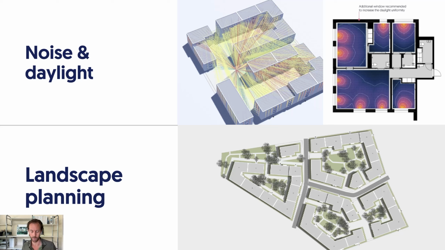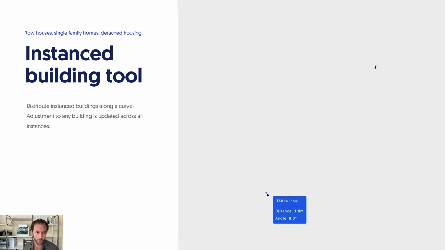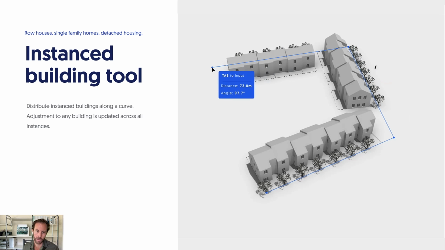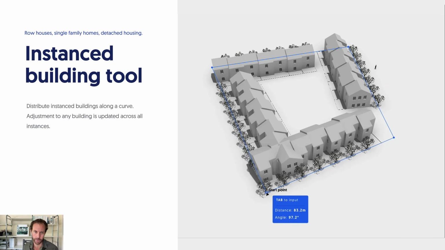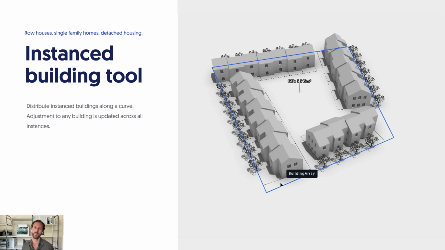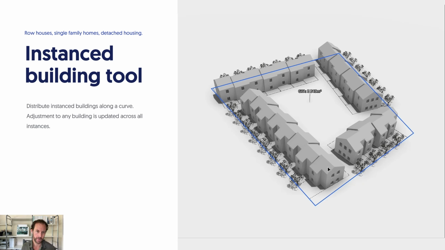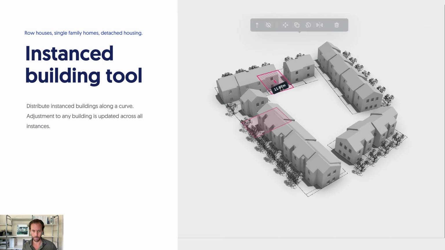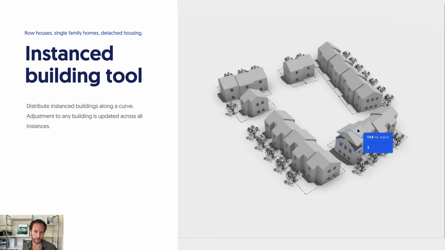So that will take the whole visual aspect as well as the whole feasibility of projects to the next level. A very interesting tool which is coming is what we call the instance buildings tool, probably mostly used for row houses or single family housing or detached housing. The basic concept is you distribute instance building models along a polyline, and you're able to manipulate and control where you want gaps and the shape of what type of modular building you want.